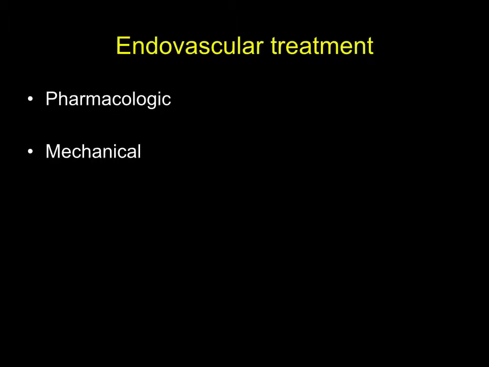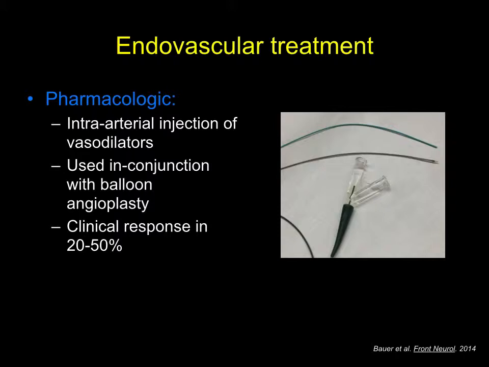Endovascular treatment of symptomatic vasospasm includes both pharmacologic and mechanical interventions. Endovascular pharmacologic treatment involves the use of catheters, which are depicted on the right, in order to perform intraarterial injection of vasodilators, which serve to dilate the affected cerebral artery. This technique can be used in conjunction with mechanical vasodilatation, which is also referred to as balloon angioplasty. Pharmacologic treatment has been shown to have a clinical response in about 20 to 50% of patients with symptomatic vasospasm.